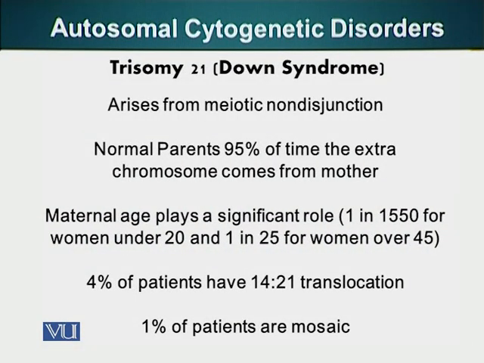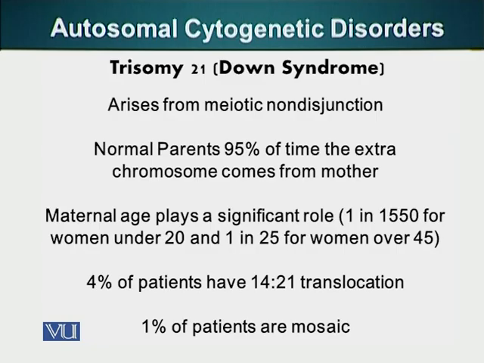So, the disorder we are going to talk about is the most common type of autosomal aneuploidy, trisomy 21, also referred to as Down syndrome. It arises from meiotic non-disjunction. In normal parents, 95% of the time the extra chromosome comes from the mother, and maternal age plays an important role in it. The role is very significant.